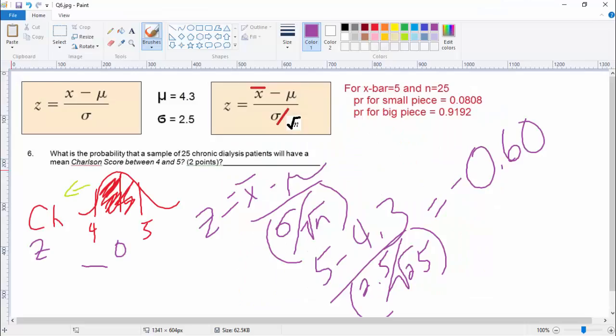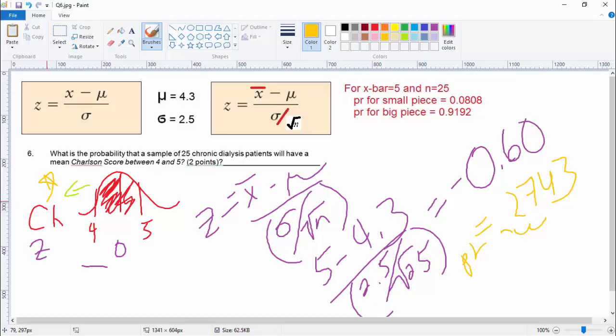2743, 2743. 0.2743. That's our probability here at 4. And again, 27%. So we got what we wanted over here. We got our little one.